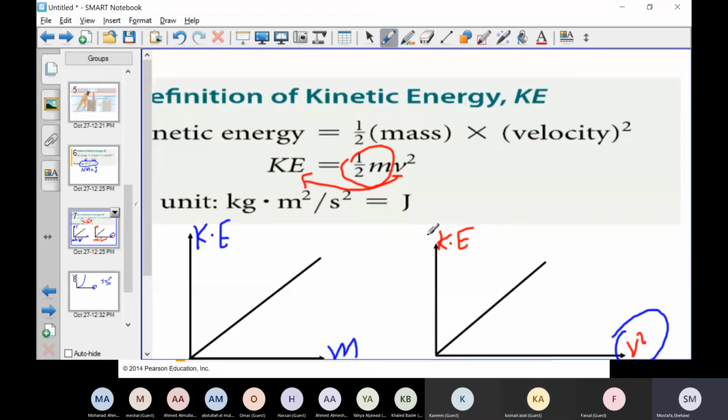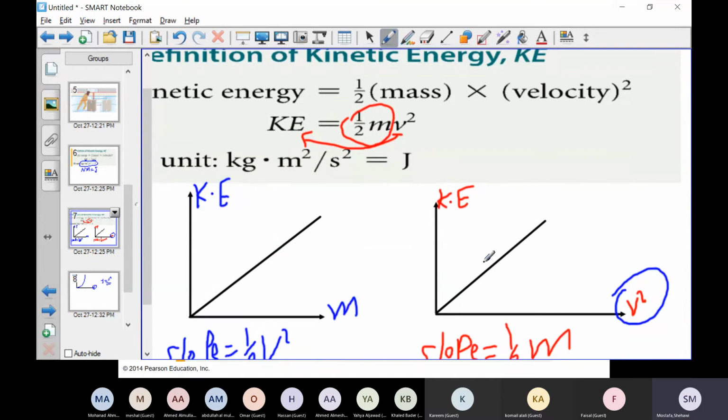Listen to me. This is something related to mathematics, not physics. When you have a relation where this variable squared is directly proportional to this one, you can replace it with any other variable, maybe beta or b. So kinetic energy is directly proportional with b, which is equal to v squared. So you have 2 variables here, v squared and kinetic energy.